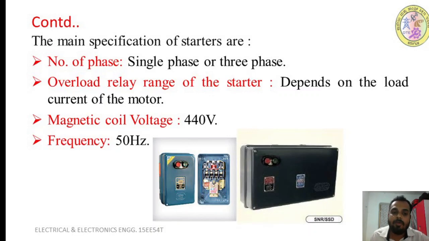Next specification, magnetic coil voltage, that is 440 volts. Next, frequency, that is 50 hertz operation. See in this diagram, in the first diagram you can see the DOL starter, which is used for up to 3 HP induction motors, and the second diagram represents the star delta starter. It may be semi-automatic or fully automatic. You can identify it by the size of the starter itself. It is somewhat bigger compared to your DOL starter. This is used for 3-phase induction motors above 5 HP ratings.